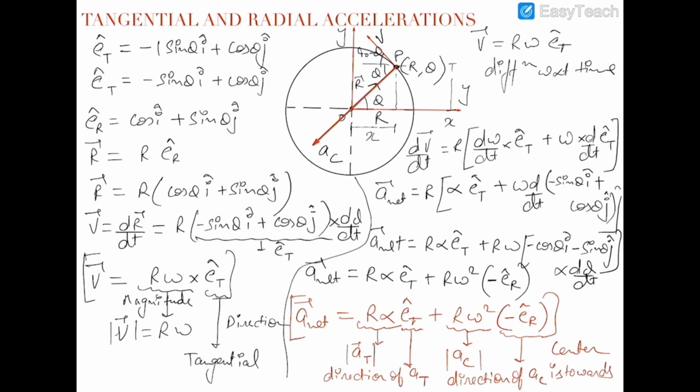So there are two kinds of accelerations. One is towards the tangential direction of the circle, and the other is towards the center of the circle, which is referred to as centripetal acceleration. I will also derive the magnitude of centripetal acceleration by the other concept of changing the direction in the next video.